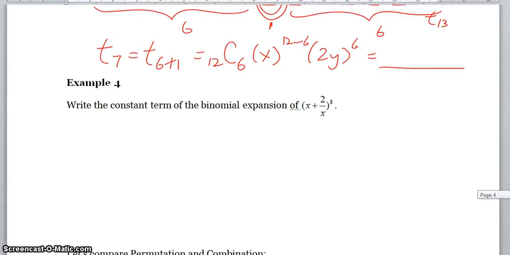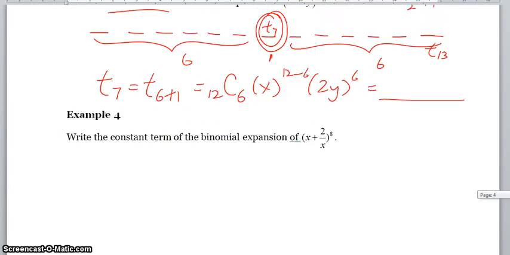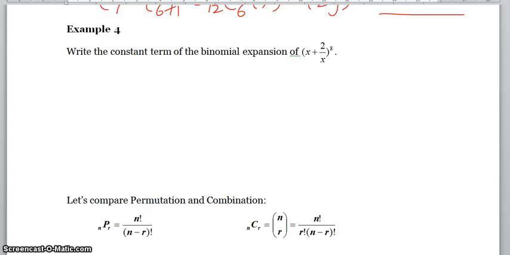Next, write the constant term. This will be our last example to conclude the binomial theorem. Constant term of this. What is a constant term? A constant term is the term that doesn't have any x value. Usually if you have a normal binomial, your last term will be the constant term, right? But here it's different. When you look at this, your constant term is not at the end.